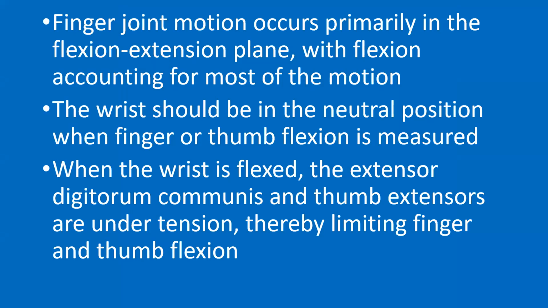Finger joint motion occurs primarily in the flexion extension plane, with flexion accounting for most of the motion. The wrist should be in neutral position when the finger or thumb flexion is measured. When the wrist is flexed, the extensor digitorum communis and thumb extensors are under tension, thereby limiting finger and thumb flexion.